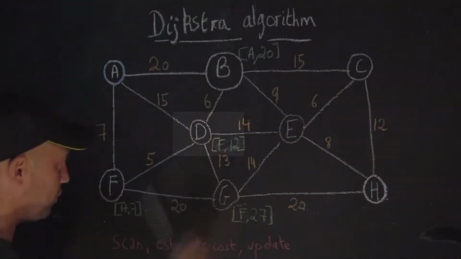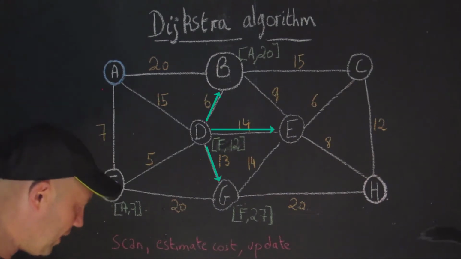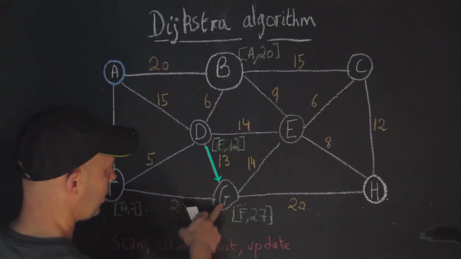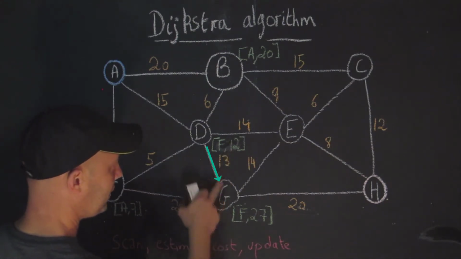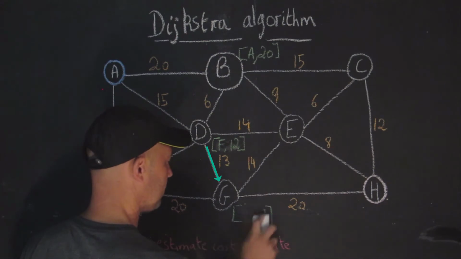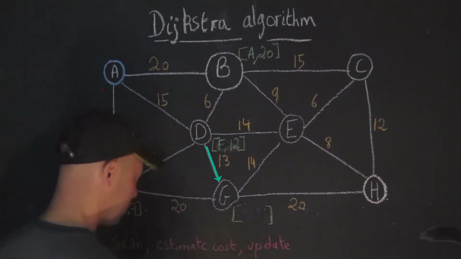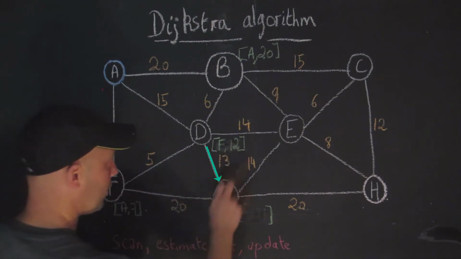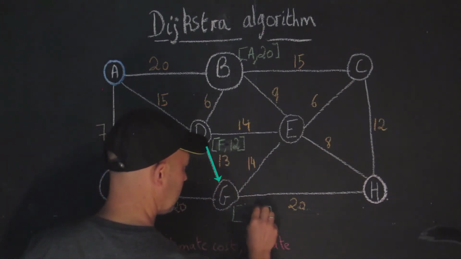So from D, we're going to scan where we can go. The first place we can go from D is J here. So 12 plus 13, that's going to be 25. So that is better, right? So I'm going to change this because it's better. And I'm going to say that to go to J, sorry for the pronunciation, that would be 12 plus 13. So that would be 25 here.